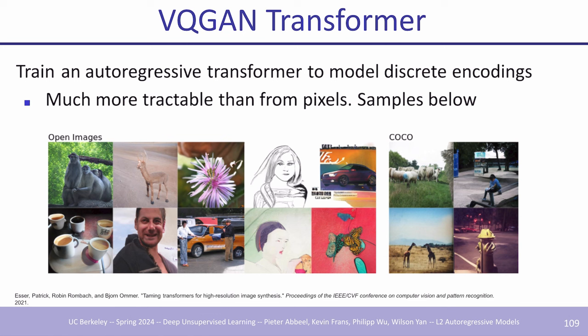And these are some examples of samples from the VQGAN. I believe this was also text to image before it got super popular. So on COCO and Open Images, I think it's a similar dataset, but larger. Starting to actually look like things, which is nice.